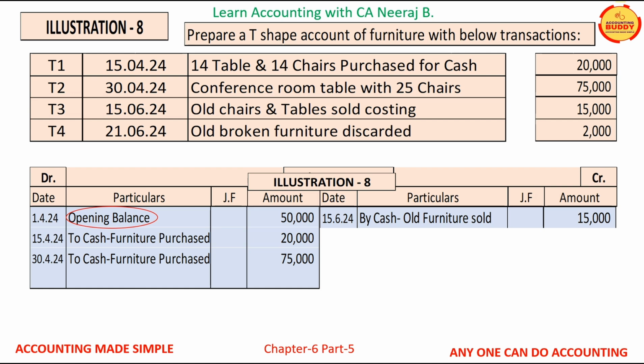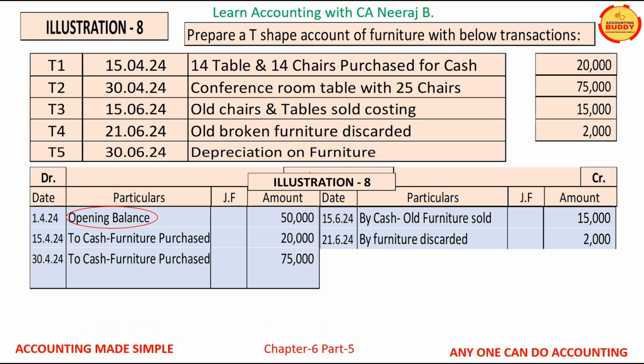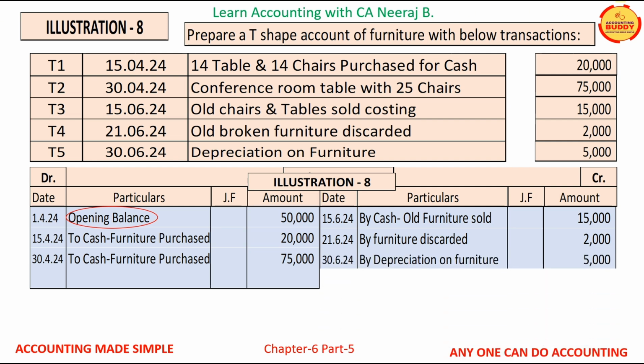This transaction will also result into decrease in the value of the asset, that is furniture. Therefore, it will be recorded on the right hand side, that is the credit side of the furniture account. Transaction T5 is an amount of 5,000 is charged as depreciation. The depreciation amount charged will reduce the value of the asset. Therefore, it will be recorded on the right hand side, that is the credit side of the furniture account.